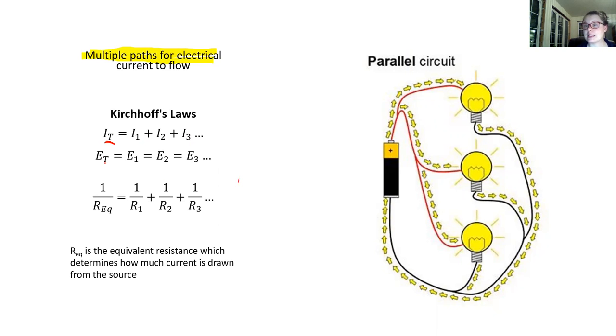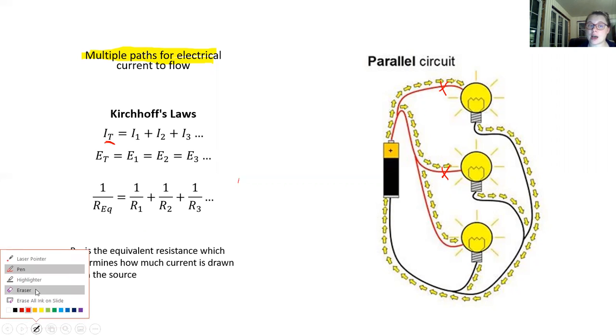Voltage, on the other hand, is the same through all of them. That's because the push from the battery is the same through each branch. So let's say we disconnect this branch and we disconnect this branch. There's still just as much push leaving that battery. So that's why voltage happens to be the same.